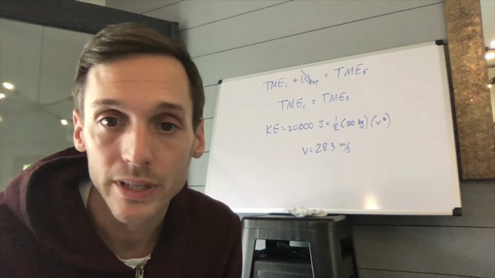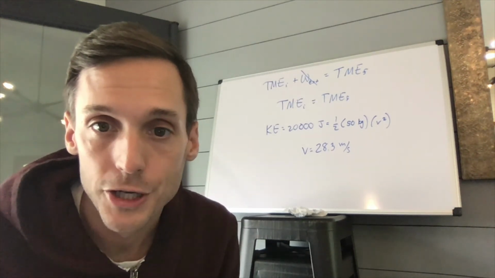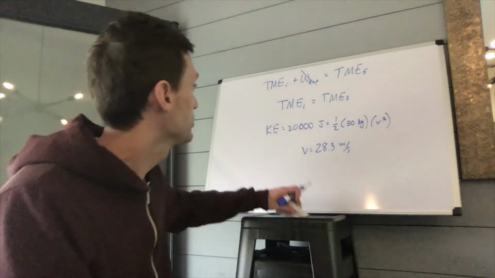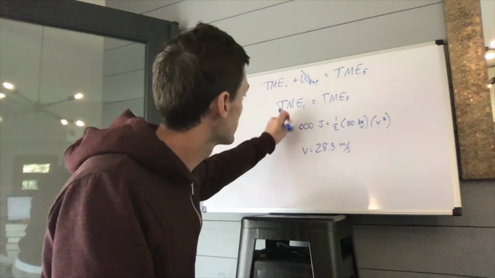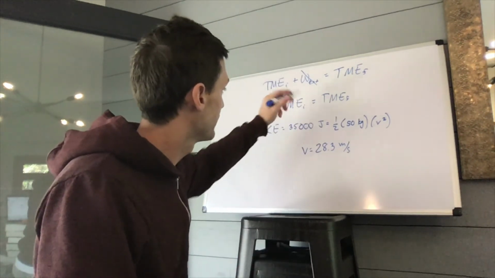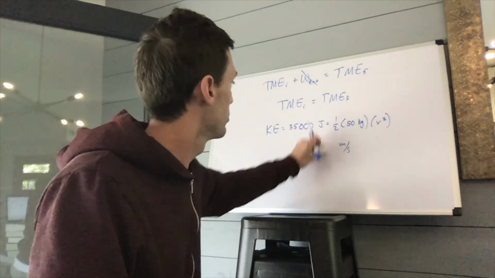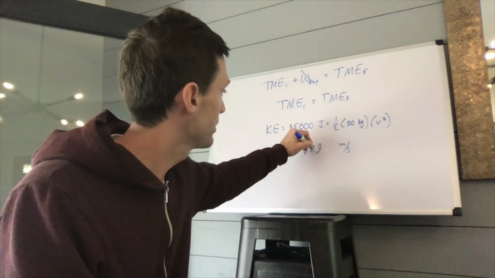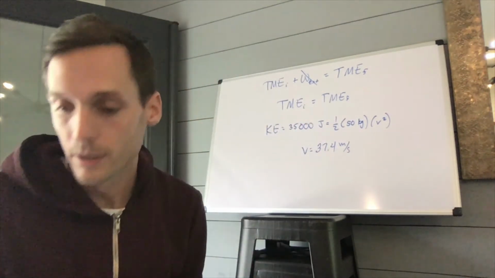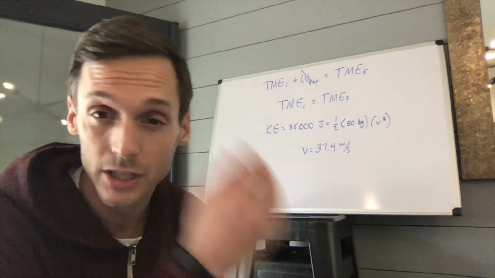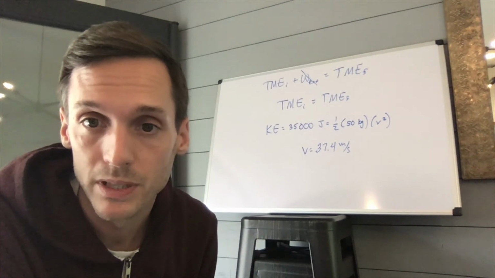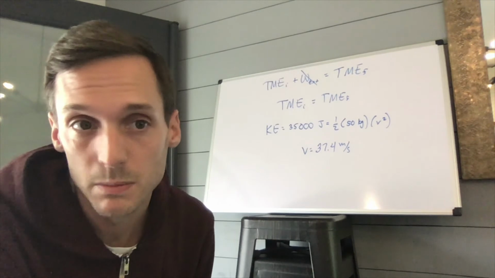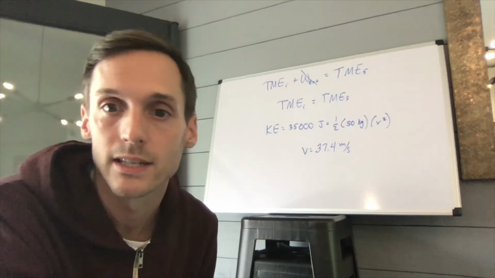Then we're going to go down to point C. This is right before the jump, where the kinetic energy is now 35,000 joules. So instead of this 20, we now have 35,000. And so we're going to have a higher velocity because it's got more kinetic energy, and it's going to be 37.4 meters per second. Then he goes through the jump. That's at the top of the jump, part D.